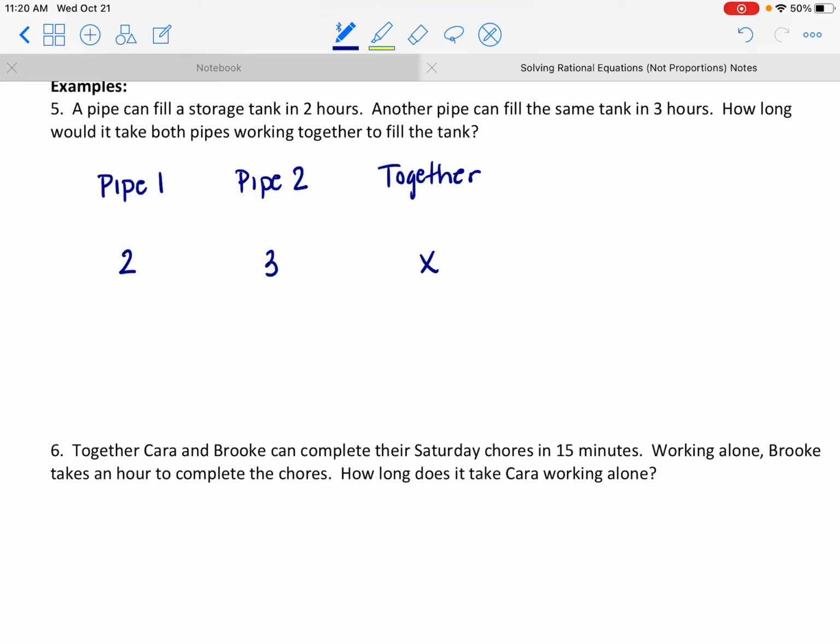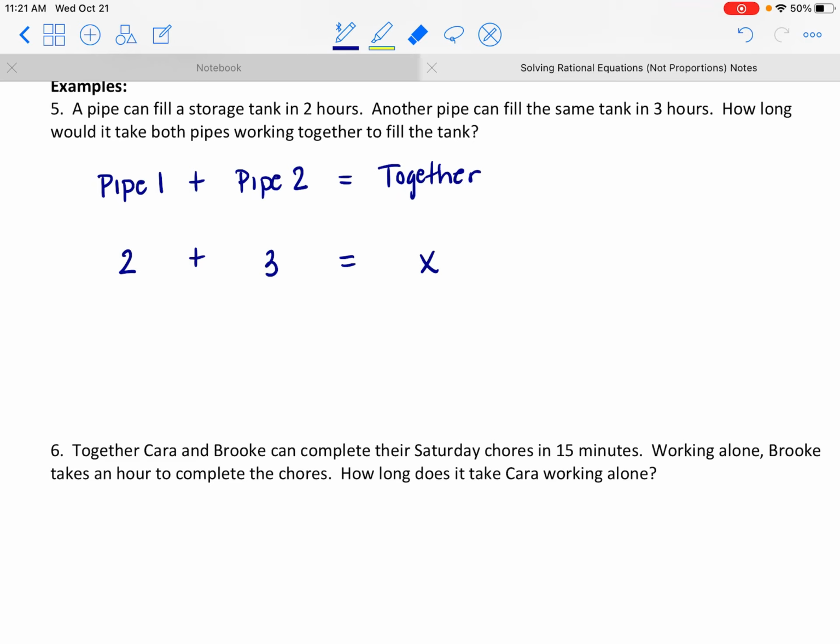Now, just logically, wouldn't it make sense to say, well, if I added pipe 1 and pipe 2, that would put them together? Pipe 1 plus pipe 2 equals the two pipes together? Hopefully, yes. But if I took my numbers here and made an equation out of that, would I get an answer that makes sense? Does 2 plus 3 equals x, or 5 equals x, is that a reasonable answer? No, we already said that it's going to take less than 2 hours because the one tank is getting help, so it should not take longer if they worked together.